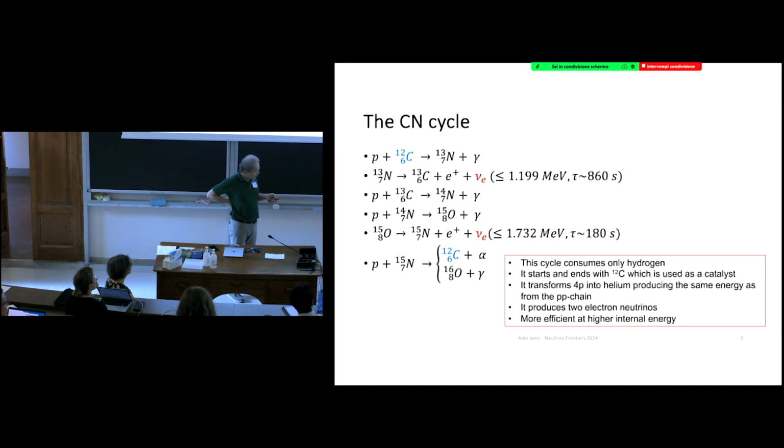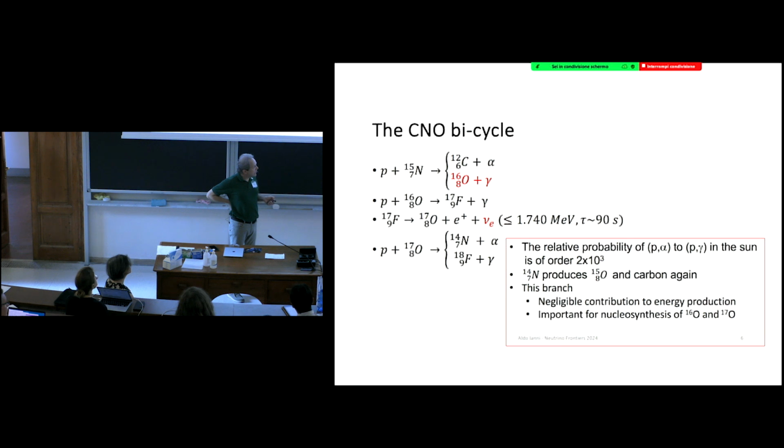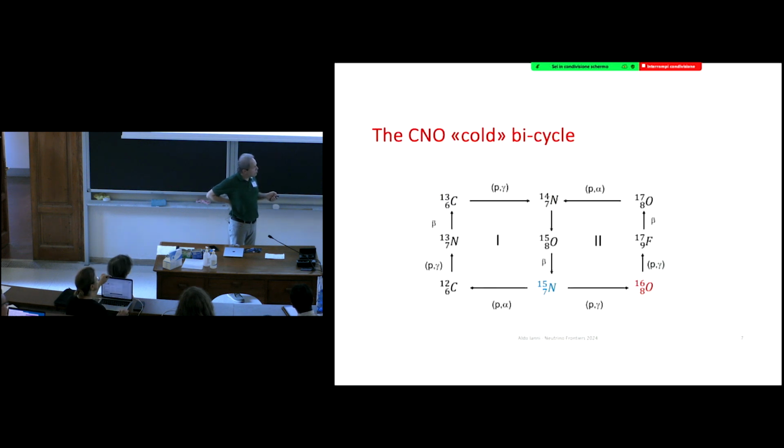If you produce oxygen-16, with a low probability, then you end up in another branch of this cycle, and put all together, this is the so-called CNO bicycle, which operates at low temperature, in quotes, in stars.